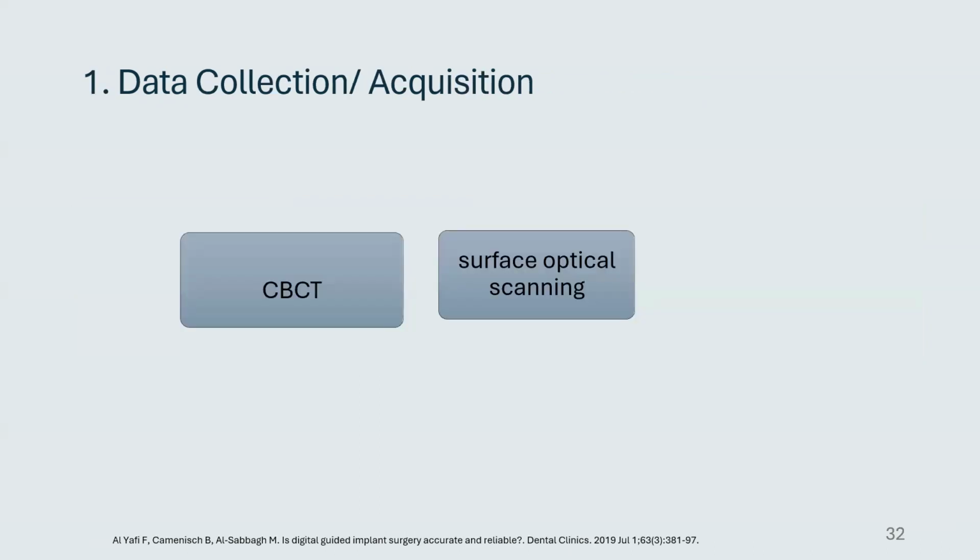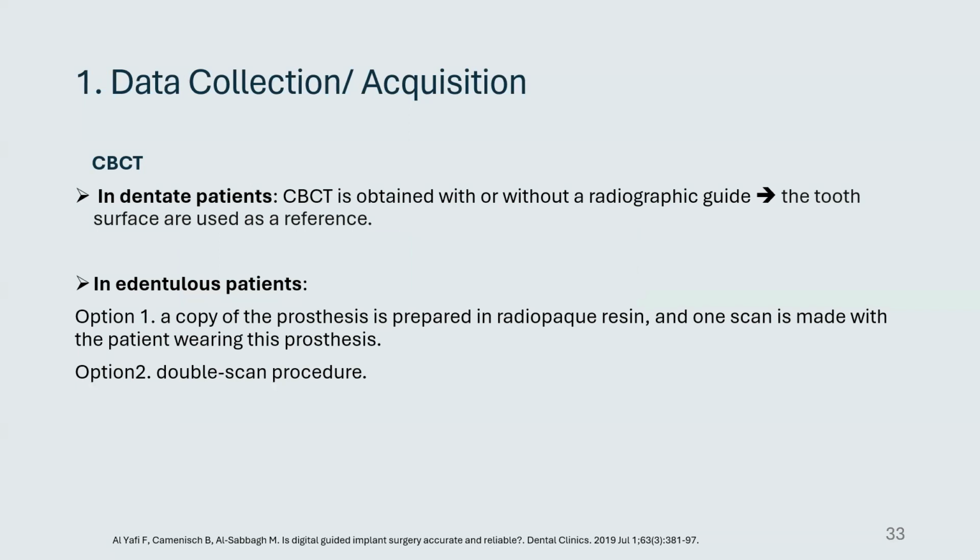Okay, so for the data collection we need two things. We need the CBCT and we need the surface optical scanning. The CBCT can be obtained through different methods. For dentate patients, the CBCT is obtained with or without a radiographic guide, because we use the teeth surfaces as references, so we don't need the radiographic guide for dentate patients.